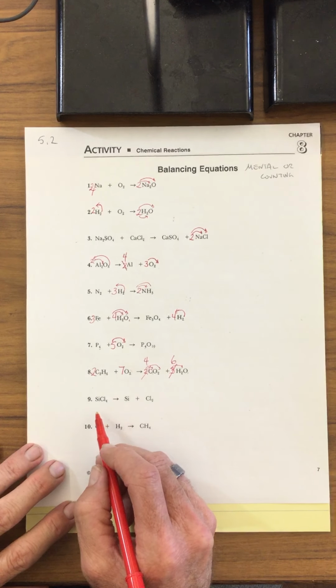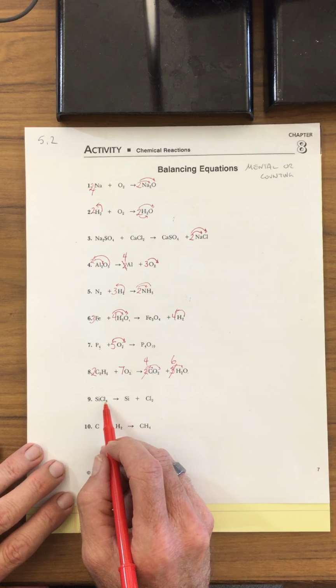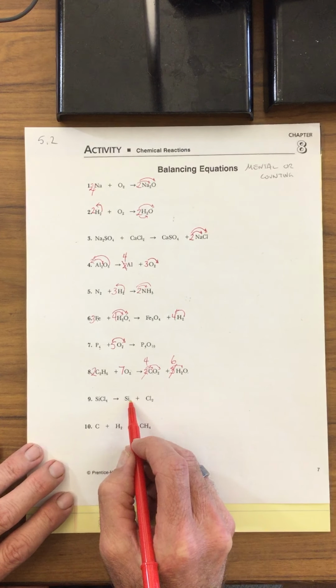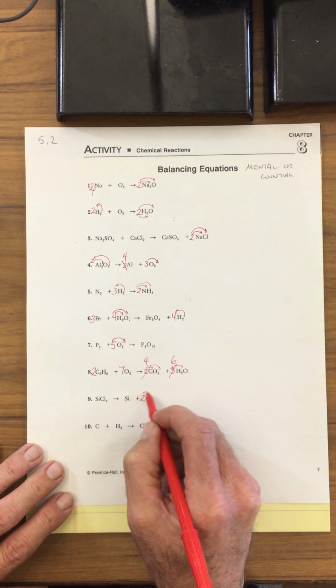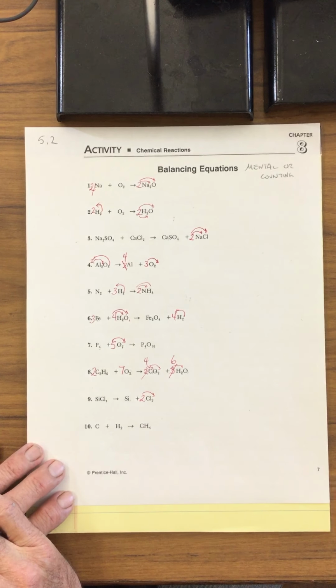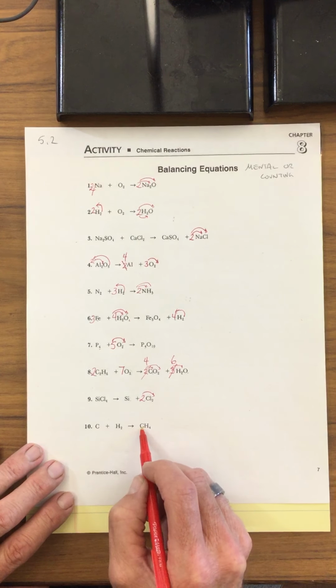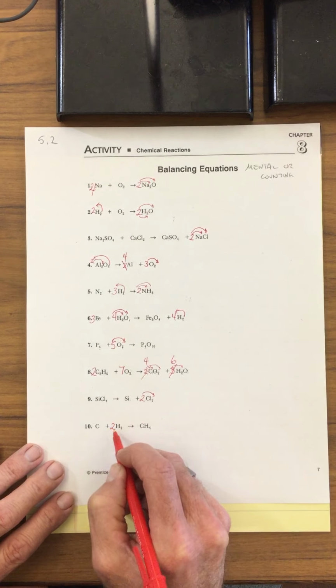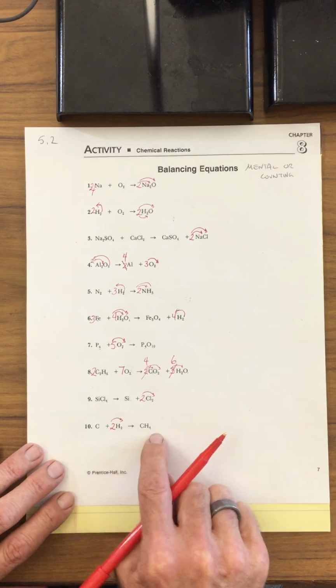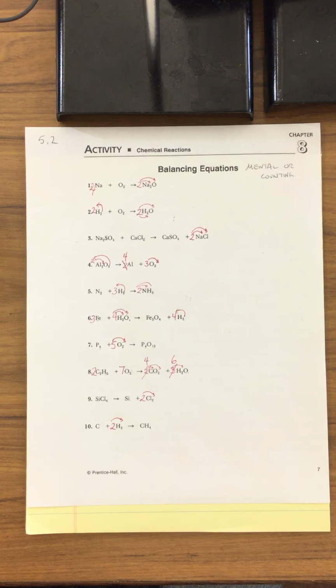The next one, silicon and chlorine. I have 1 silicon, I have 1 silicon. I have 4 chlorines, I have 2. So I'm going to have to make it 2 times 2, and that's it. Here I have 1 carbon, here I have 1 carbon. Here I have 4 H's, here I have 2. So I need a 2 times 2 to match the 4 hydrogens that are over there.